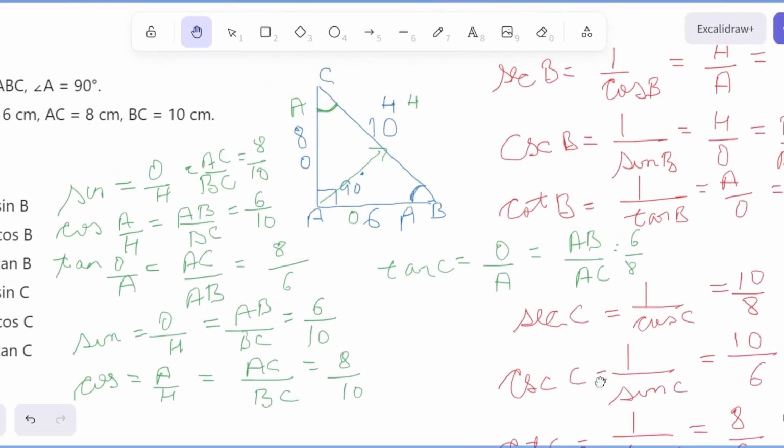This was the question, and this is how we figure it out. All of them make sense? Let's take another example.